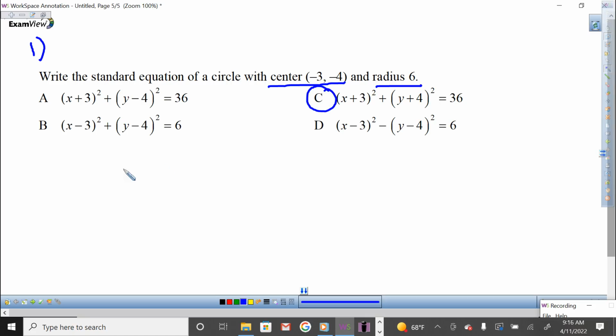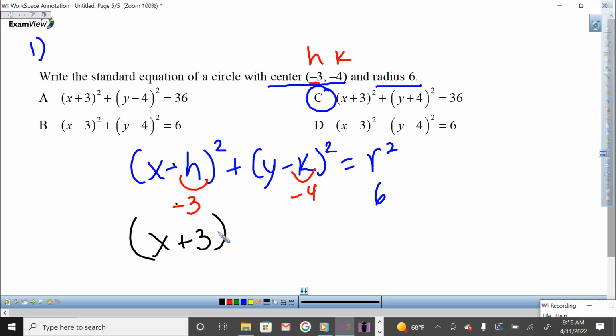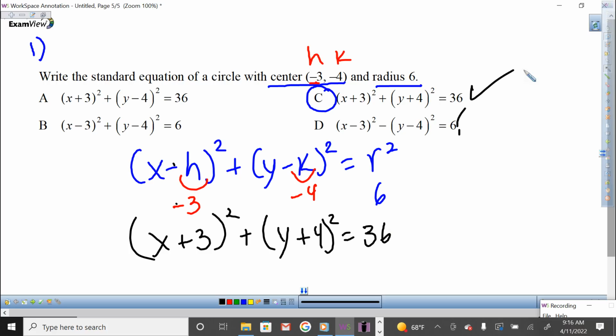That is correct. So our standard form is x minus h squared, y minus k squared equals r squared. So h and k is these, h and k. So if we substitute those in here, and the radius is 6, that means this becomes x, negative times the negative is a positive 3 squared, plus y plus 4 squared, and 6 squared is 36. Answer C. Does everybody see what we're doing?